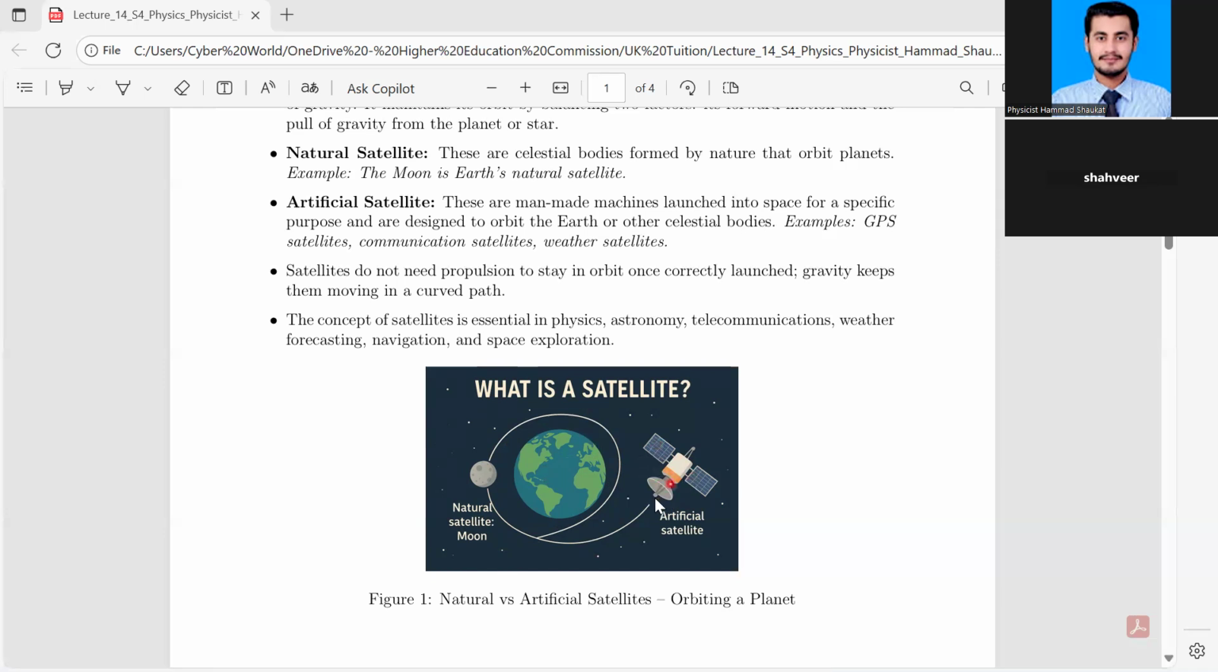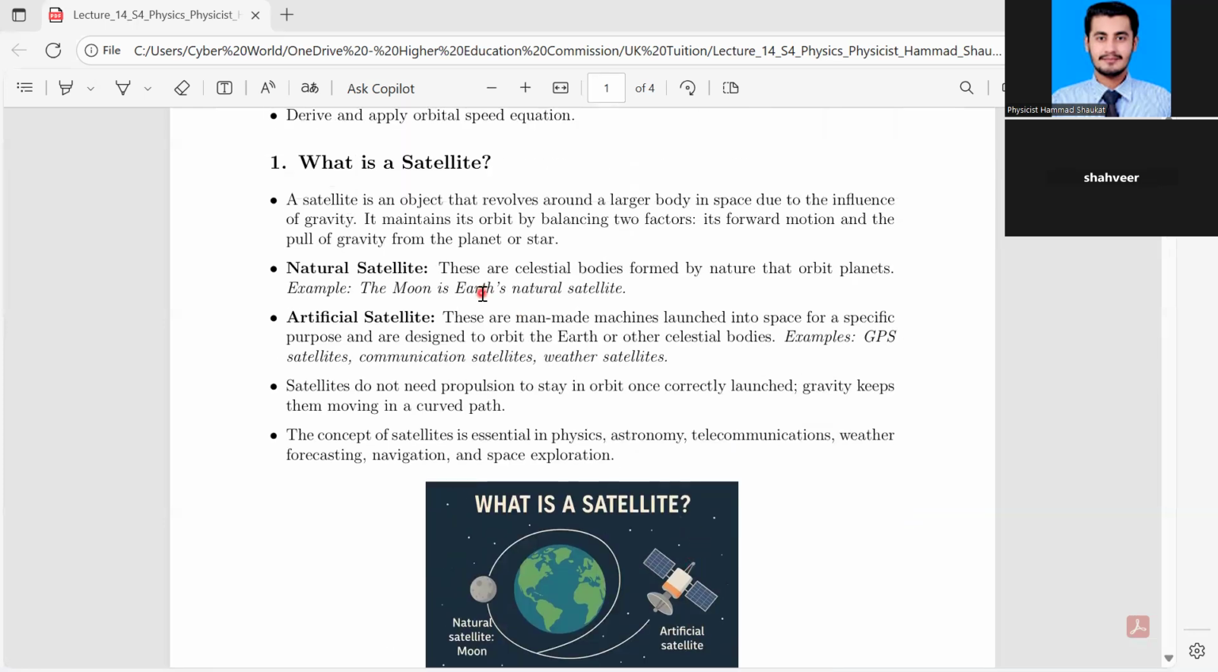Everything that is revolving around the Earth or any massive body, and which is man-made, is called an artificial satellite. Here you can see the definitions of natural satellite and artificial satellite. Natural satellites are celestial bodies formed by nature, like the Moon and some other bodies. These are called natural satellites. Like the Moon is revolving around the Earth, this is one of the natural satellites.